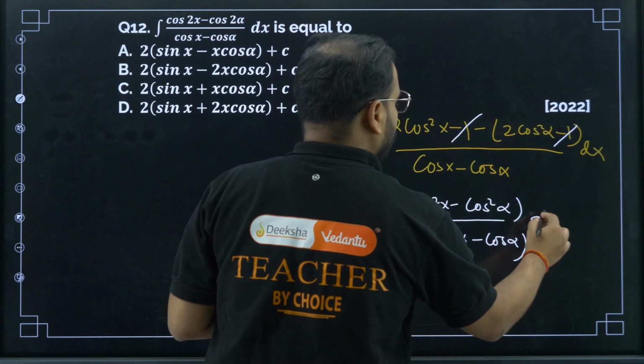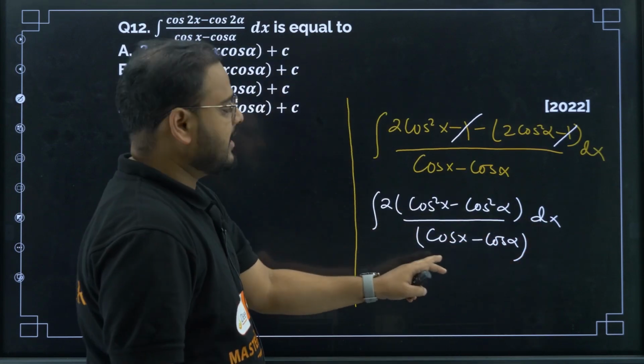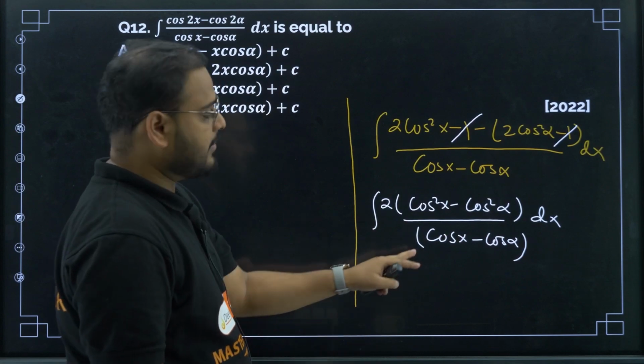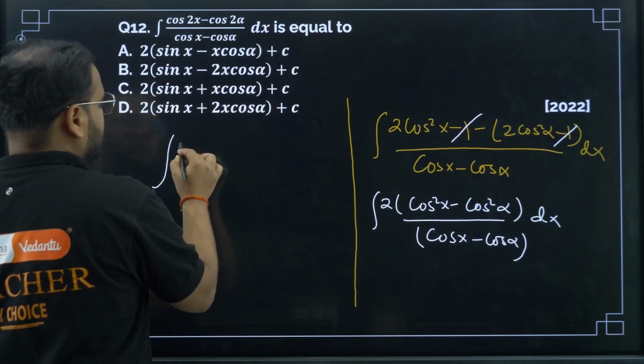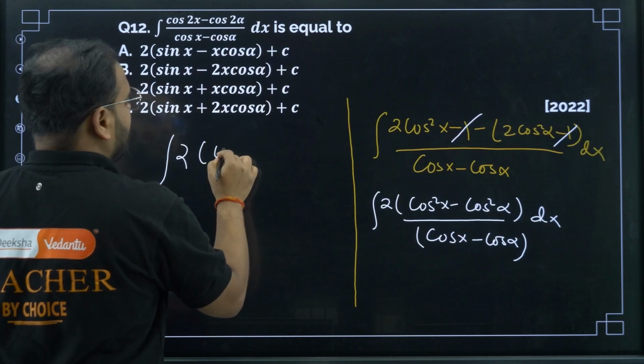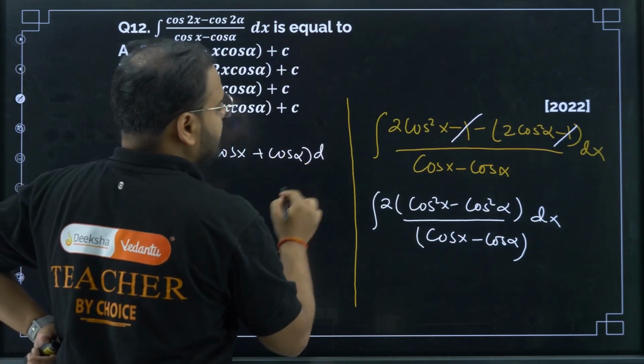Now if you see here, I have a square minus b square and a minus b. It means if you divide a square minus b square by a minus b, you're going to get the a plus b identity. So I'll write it over here as 2 times simply cos x plus cos alpha dx.